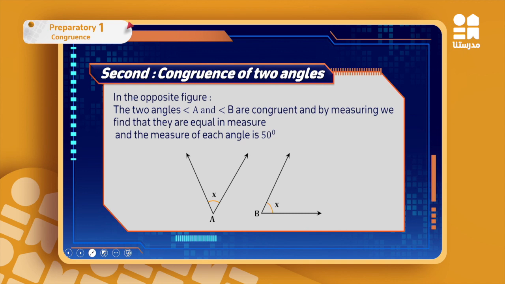In the opposite figure, the two angles, angle A and angle B, are congruent, and by measuring, we find that they are equal in measure, and the measure of each angle is 50 degrees. So, congruence of two angles means here we have the same measurement for both angles. If the first one is 50 and the second one is 50, we can say they are congruent. We have the same measurement.